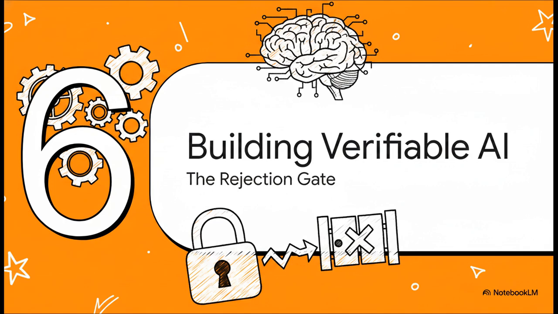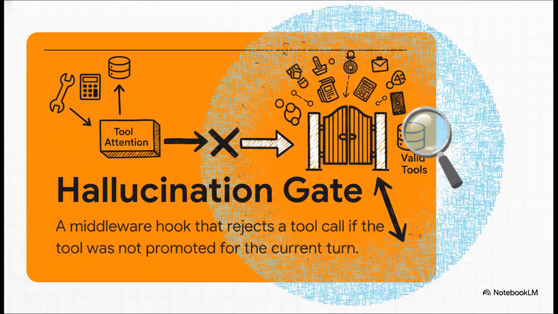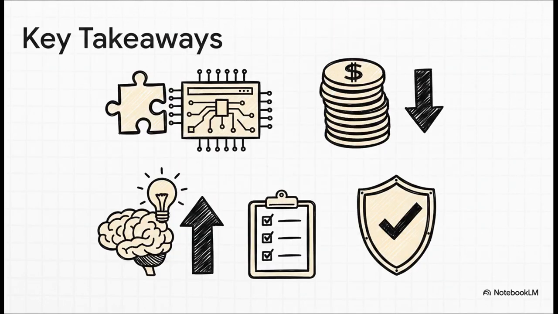Okay, now for that bonus tip I promised you at the beginning. This is how engineers can use this to build way more reliable and verifiable AI agents. Seriously, this is the secret sauce. It's called a hallucination rejection gate. And it is a brilliant safety net. See, since tool attention has already decided which tools are valid for this specific turn, this gate acts as a final checkpoint. So if the model hallucinates and tries to call some random tool it wasn't given, bam! The gate catches it, blocks the call, and forces the model to go back and use only the valid available options. It's so cool.